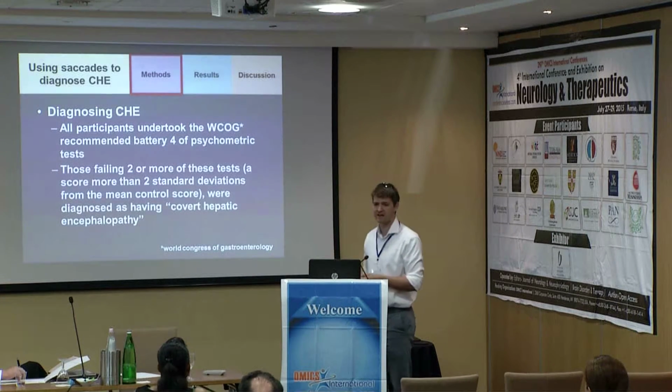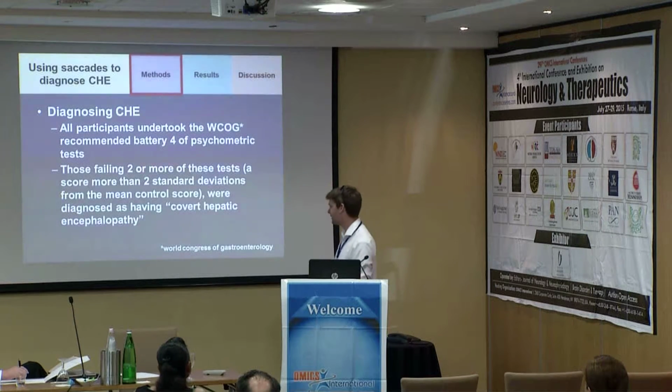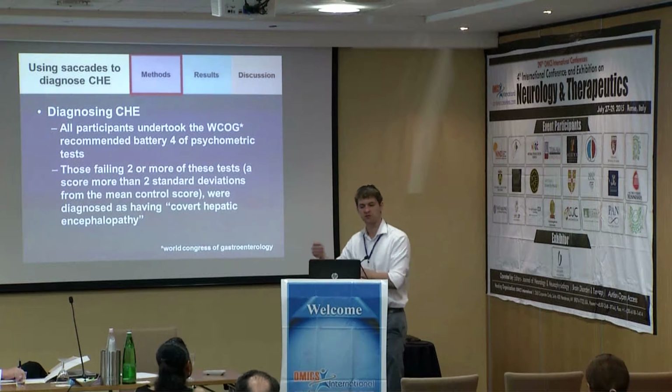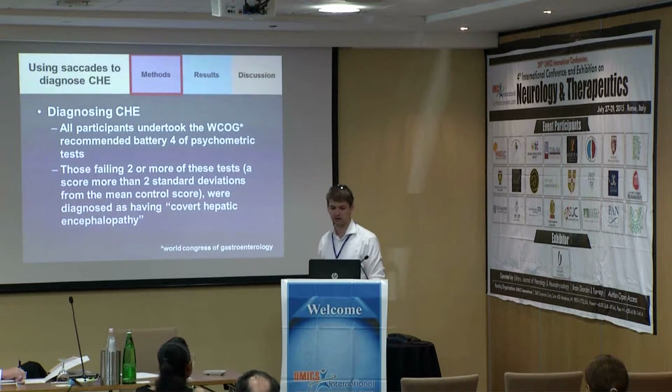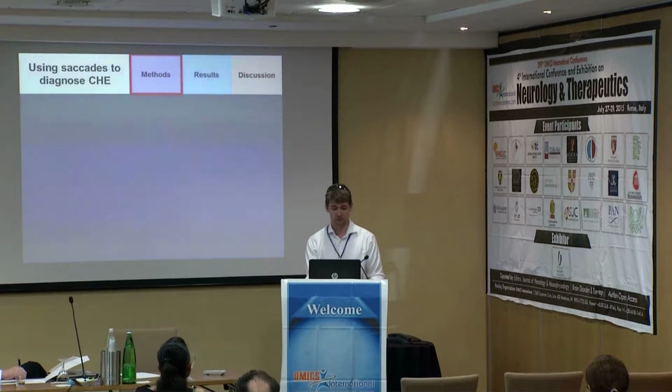And they say you fail a test if your score is more than 2 standard deviations outside the normal range. Basically, if you fail more and more of these tests, you're more likely to have this subtle cognitive defect. But like I say, because of the problems with administering these tests, it's very rarely actually looked for.